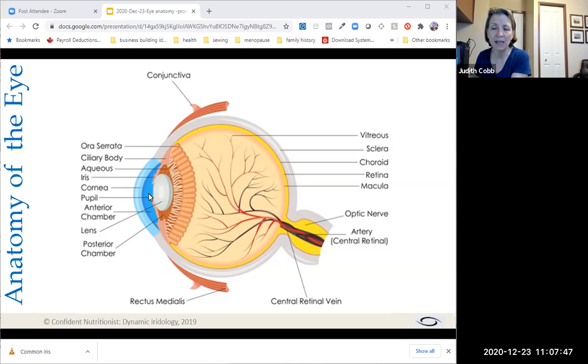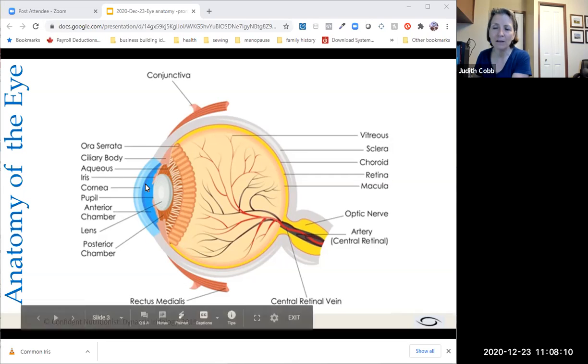Again, the pupil. I am having a tough time with my words today. The pupil is an opening. Is that what I said earlier? Oh my goodness, the pupil is an opening. The lens isn't an opening. The lens is an organ or a tissue on its own, but the pupil is an opening.